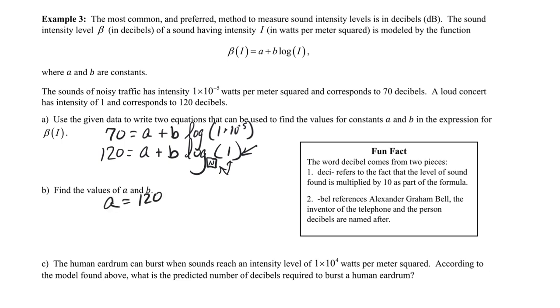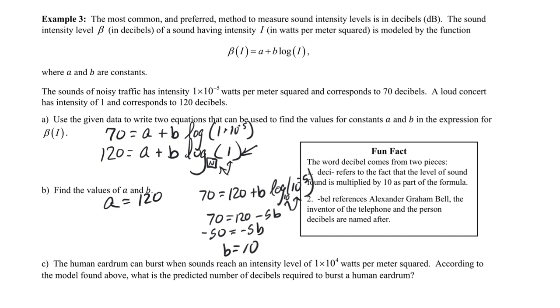So now I just need to find B. And I can come over here and do 70 equals 120 plus B times log of 10 to the negative fifth. And by the way, 10 to what power would make 10 to the negative fifth? Well, the power would have to be negative 5. So really, I know that this is 70 equals 120 minus 5B. So then I could subtract 120, and that's going to give me negative 50. Divide by negative 5, and I get B equals 10. So there we have our A and our B.